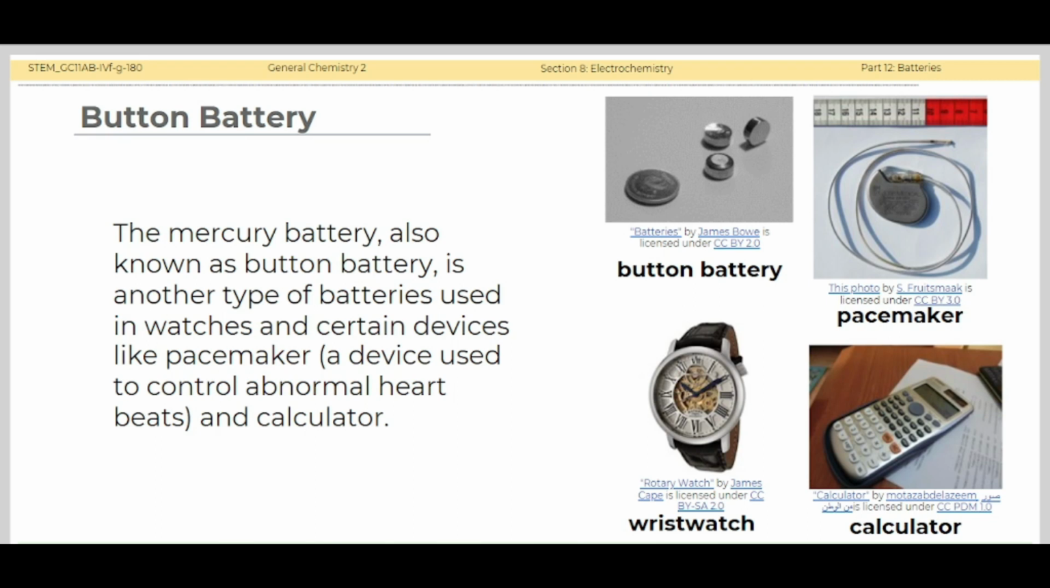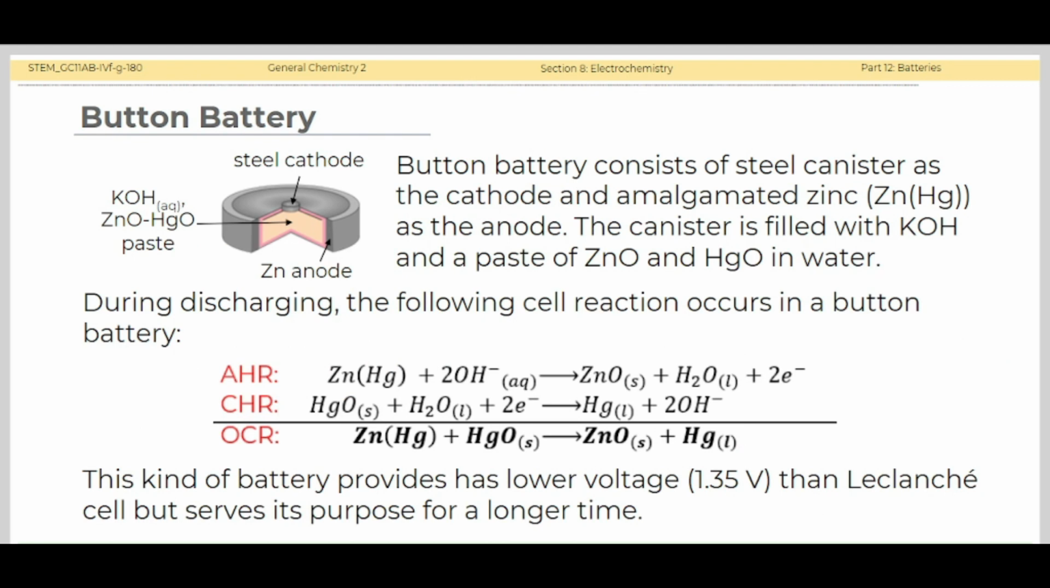The mercury battery, also known as button battery, is another type of battery used in watches and certain devices like pacemaker, a device used to control abnormal heartbeats, and calculator. It consists of a steel canister as the cathode and amalgamated zinc as the anode. The canister is filled with potassium hydroxide and a paste of zinc oxide and mercury(II) oxide in water.